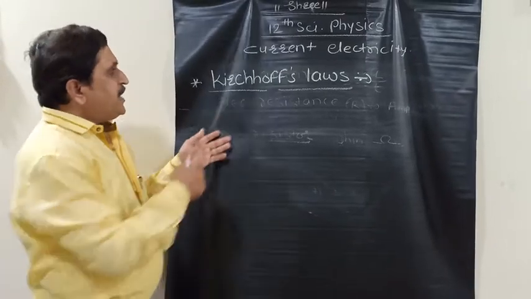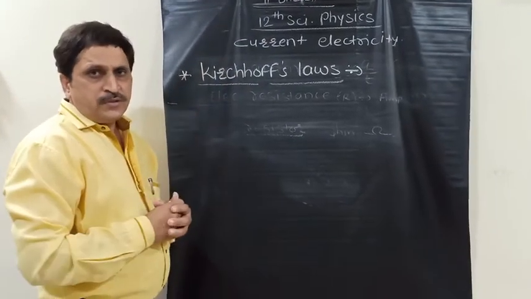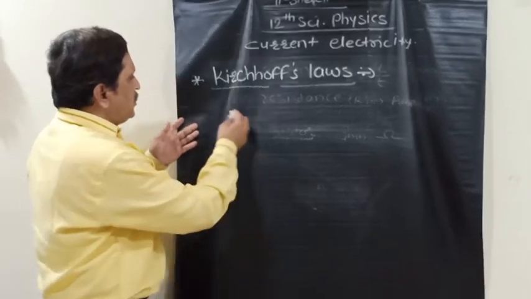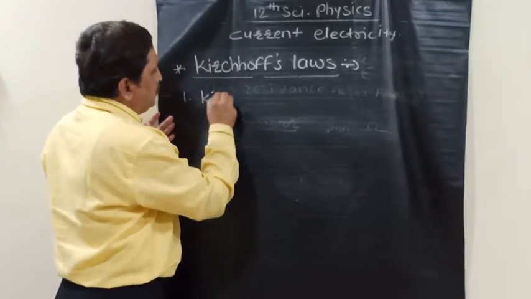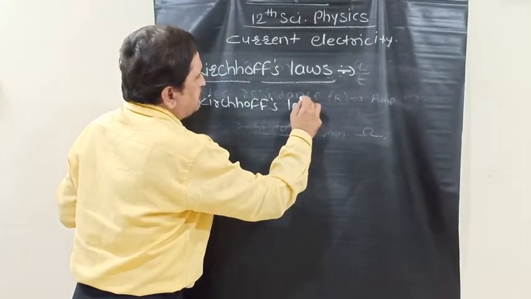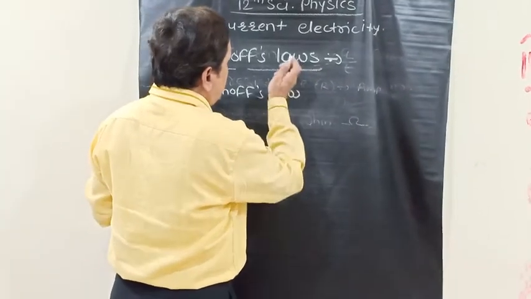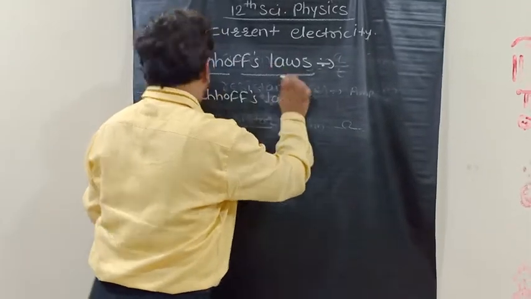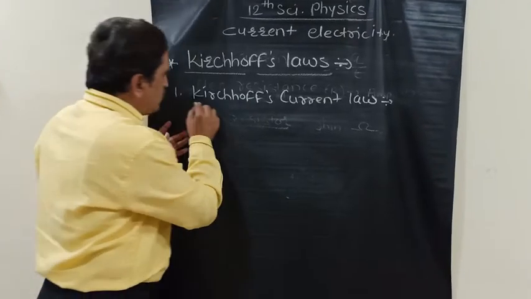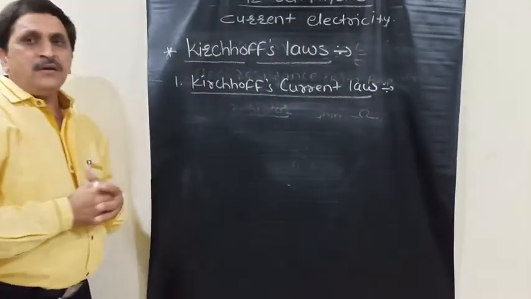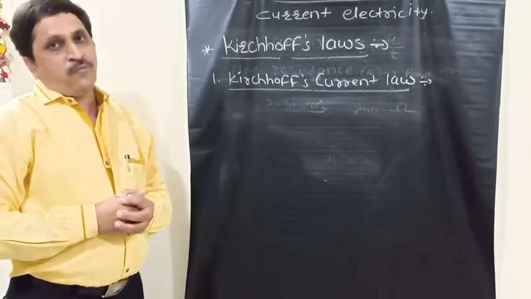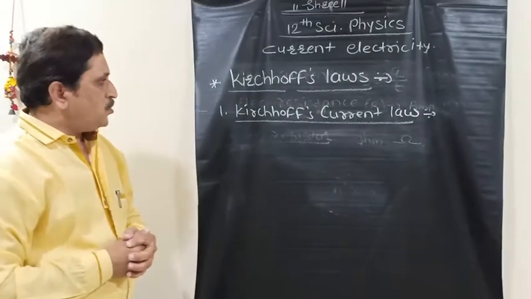Now, the scientist Kirchhoff introduced two laws for the determination of electric current and electric potential. The first law is known as Kirchhoff's current law. This law is also known as the junction law. This law is useful to determine the current flowing through a closed electric circuit. That means we can find the value of current which is flowing through the closed electric circuit.